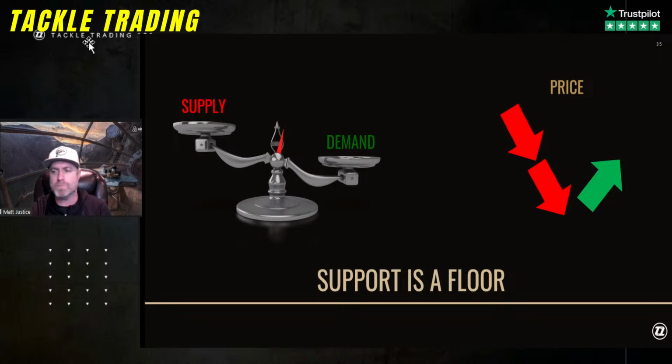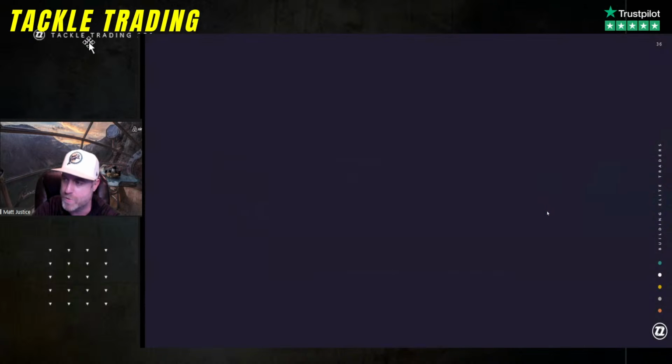Price is coming down, down, down. Supply and demand shift. Small candles ensue. We get that upward movement in price. That upward movement in price is support.